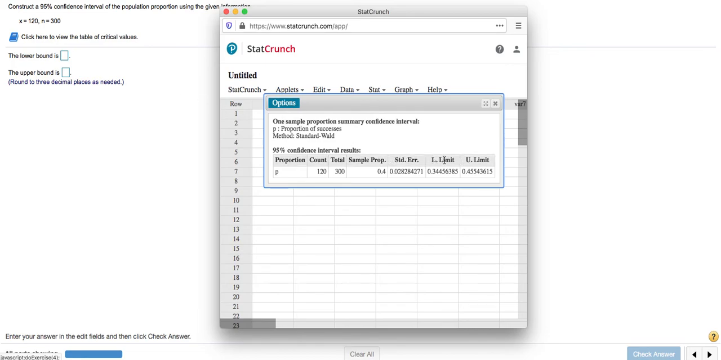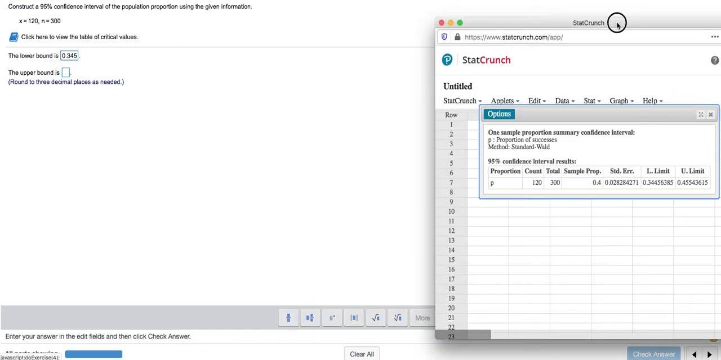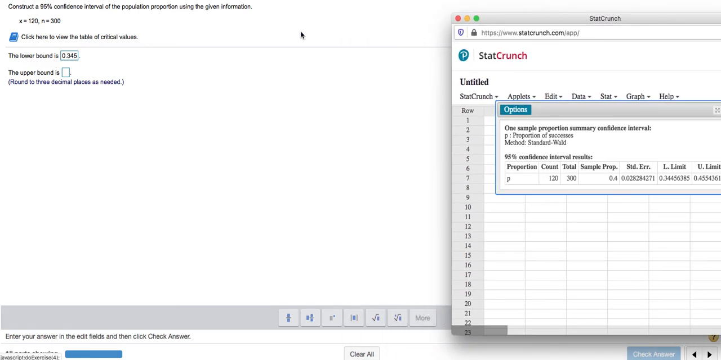So for the lower limit, which is the same thing as the lower bound, if I round to 3 decimal places, that's 0.34, and this 4 gets rounded up to a 5, so 0.345. And then in terms of the upper bound, or the upper limit, that is 0.455.